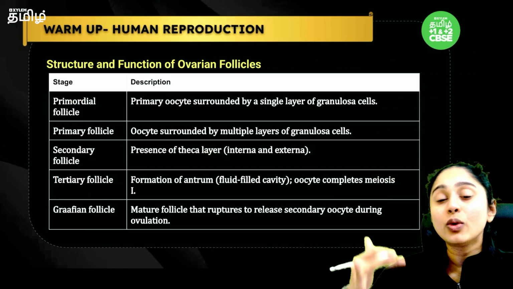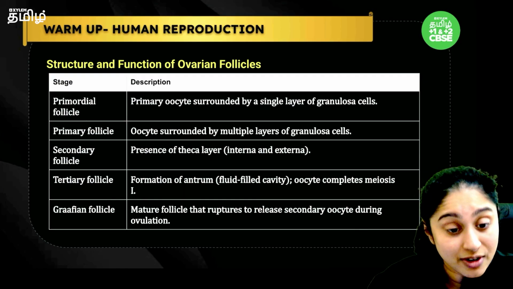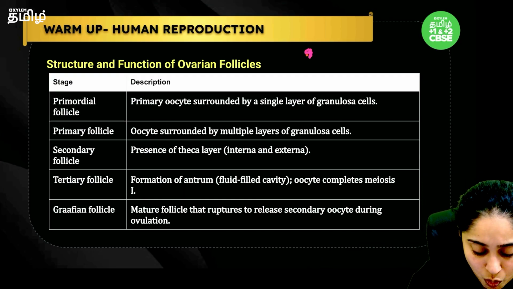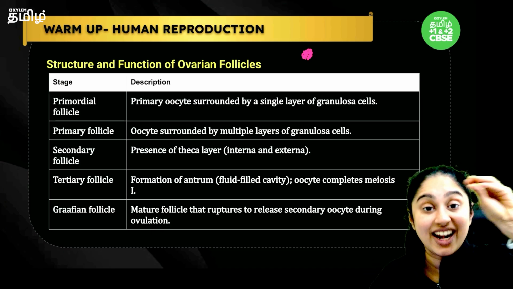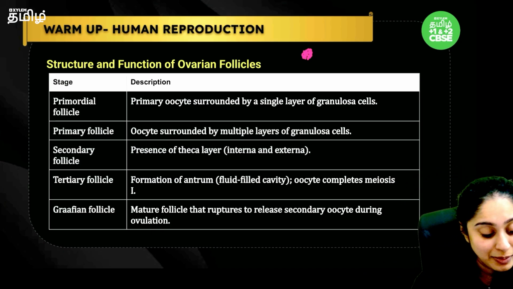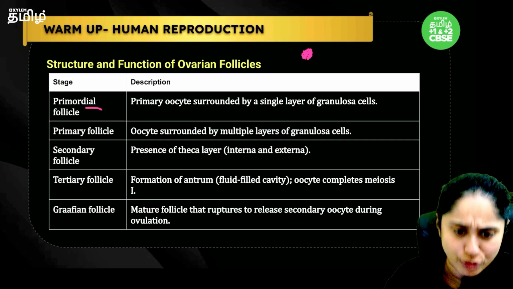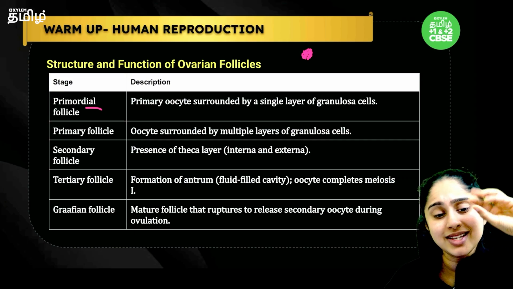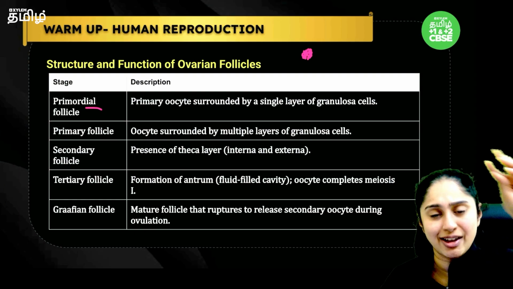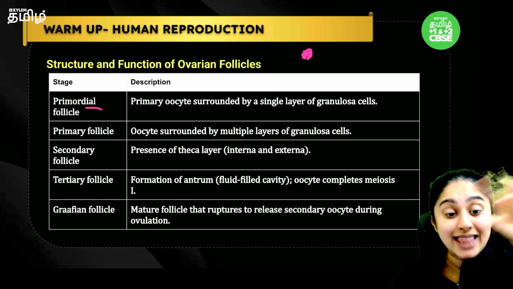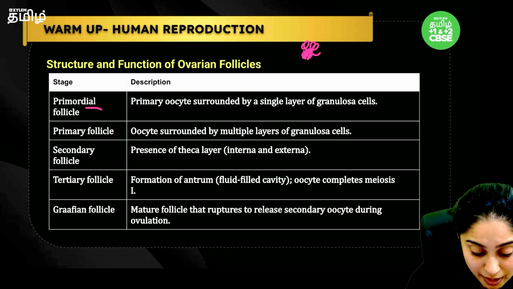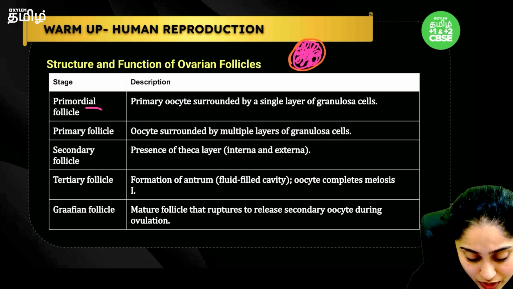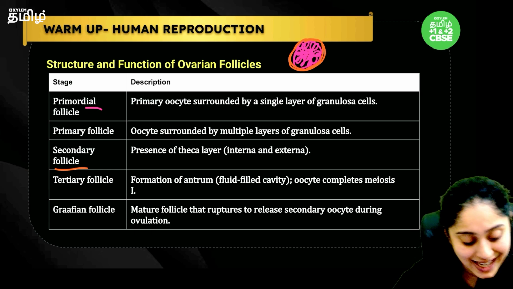Clear? Now we are looking into how the ovarian follicles function. Firstly, the primary oocyte is going to be surrounded by one layer of granulosa cells, called the primordial follicle. Okay, so just a single layer. From there, it develops into a primary follicle. Then more layers of cells come around it, and then it forms a layer called the theca around it. That's what marks the secondary follicle.